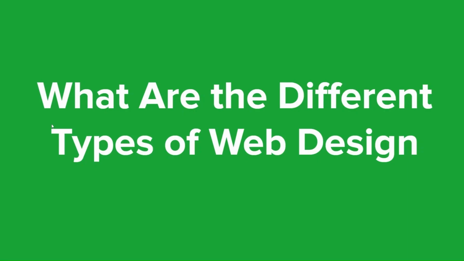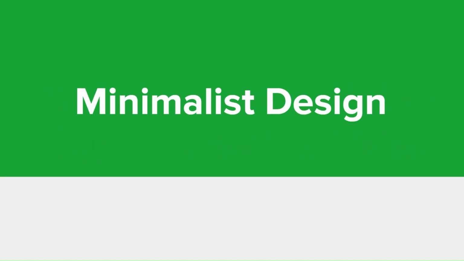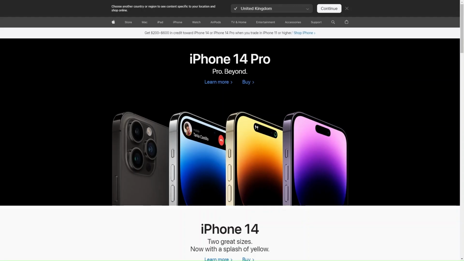So what are the different types of web design? One of the types of web design is a minimalist design. A minimalist design features a simple layout, limited color palette, and minimal use of graphics or other visual elements. A really good example of a website using minimalist design is Apple. So Apple's website is a great example of minimalist design.